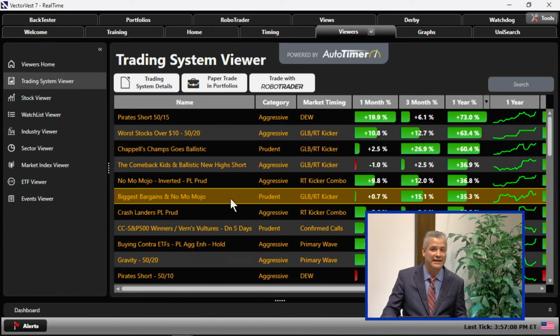But these are stocks that they don't have earnings no-mo. They got no-mo mojo. Okay? And they're parabolic, and when the stock market goes down, boy, they go down with it.